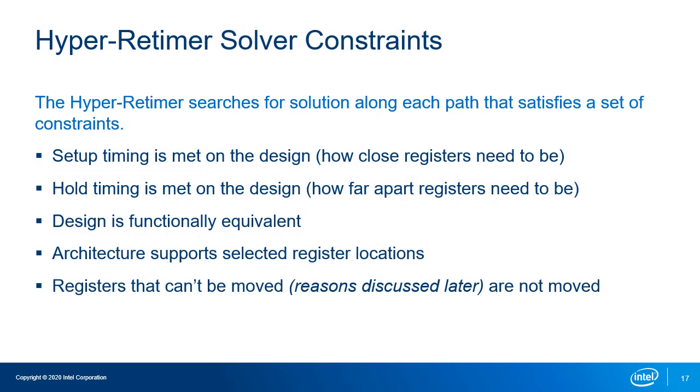In order to find a solution, the Hyper-Retimer tries to meet a set of constraints governing each path. These constraints ensure that setup time between registers is met. This ensures registers are not too far apart. Hold time between registers is met, which ensures registers are not too close. The design must remain functionally equivalent, so the number of registers in the path must remain the same as the original unretimed circuit. There are valid available register locations for use, and the software must make sure that registers with restrictions that cannot be moved remain untouched.